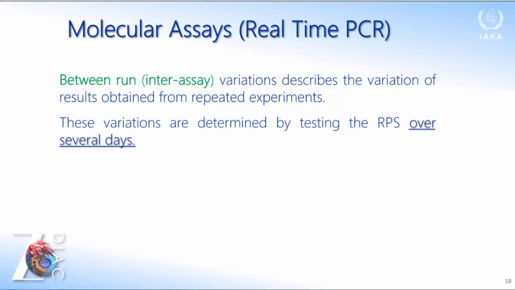Between run or inter-assay variation describes the variation of the results obtained from repeated experiments. So these variations are determined by testing the repeatability panel samples over several days.